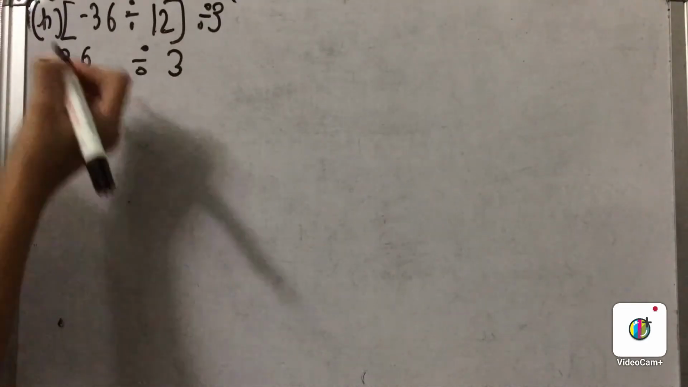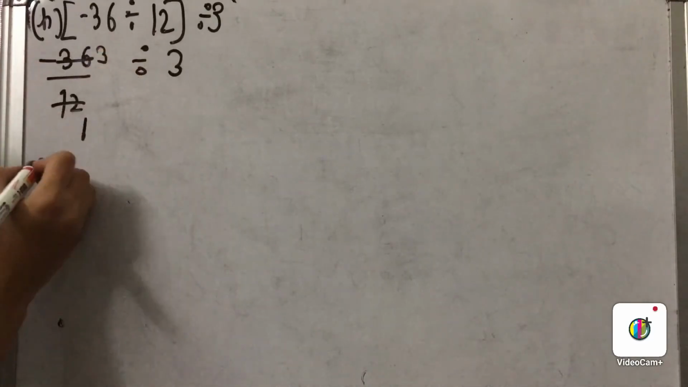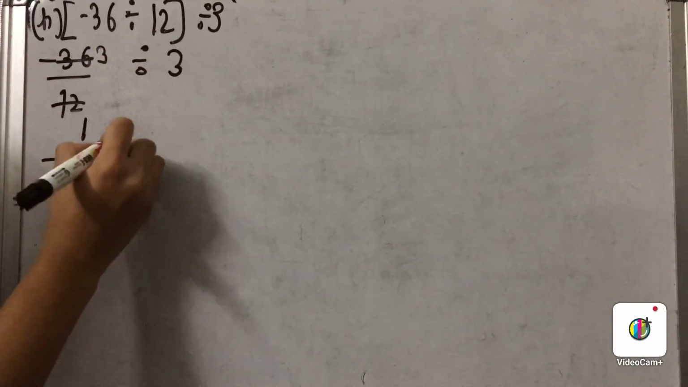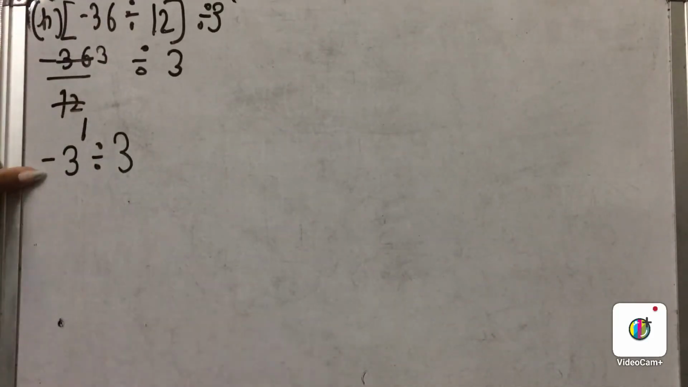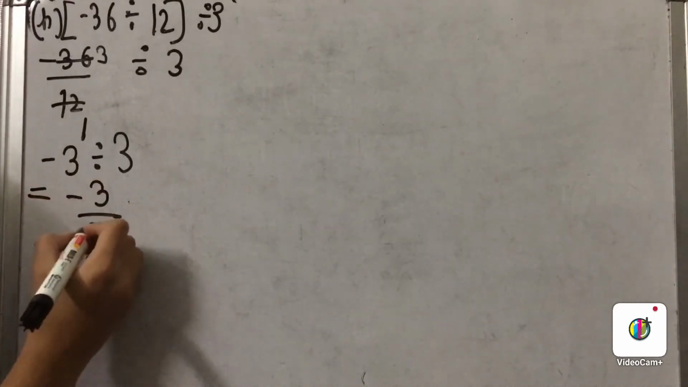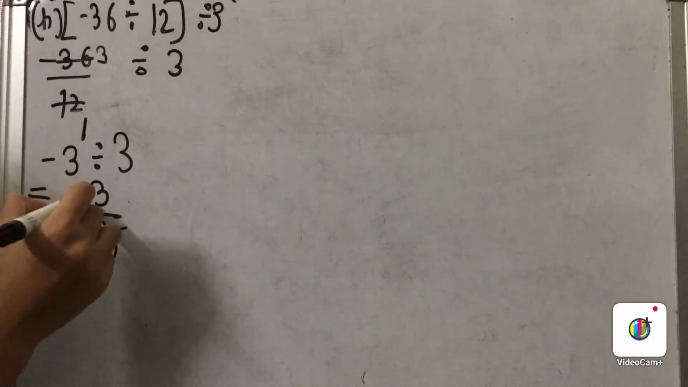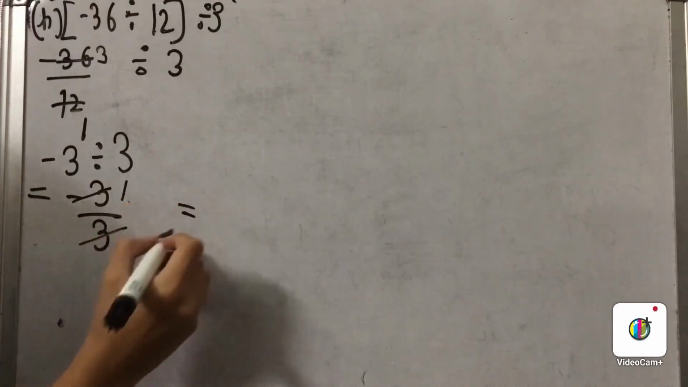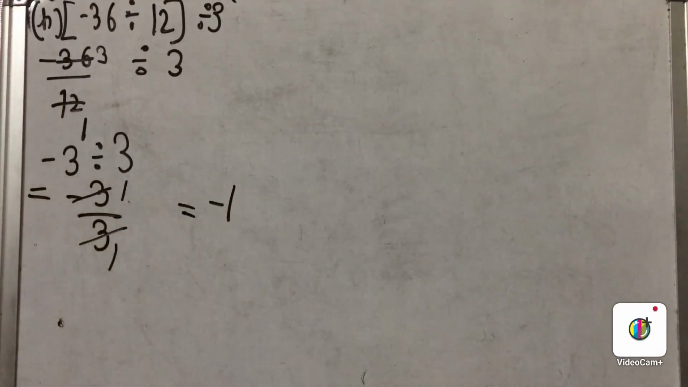So what is 12 ones are 12 and 12 3s are 36. So this will be minus 3 divided from 3, because 12 3s are 36, and plus minus minus. So this will be minus 3 divided by 3. So now let us divide minus 3 from 3. You will divide it, 3 ones are 3 and 3 ones are 3. So this will be 1, but in minus, because plus minus minus. So this will be minus 1. So this is our part number H.